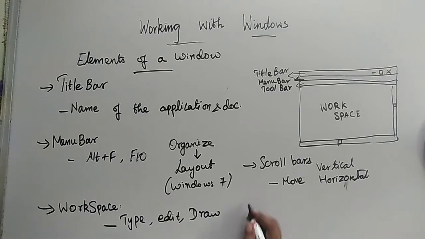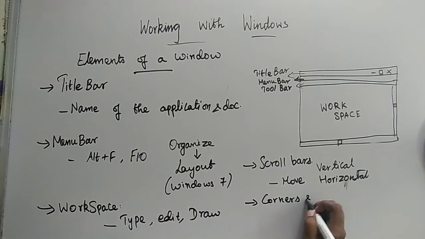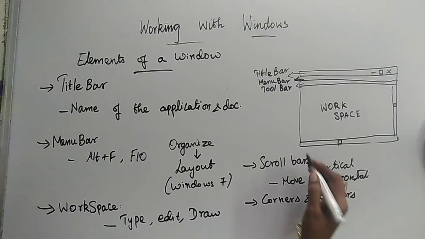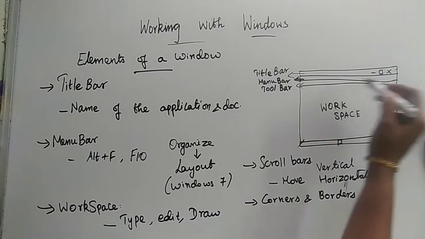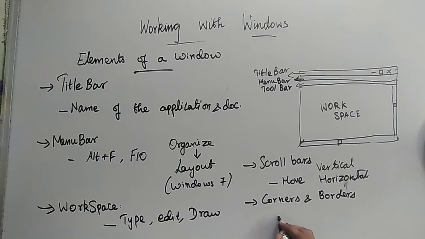Next you people are having the next one. It is your corners and borders. Yes, by the name itself. This is your corner, this is your corner, this is your corner, and this is your corner. And these four ends are your borders for you. Why do you need a corner and border? To drag and resize the window, you are in need of corner and border.